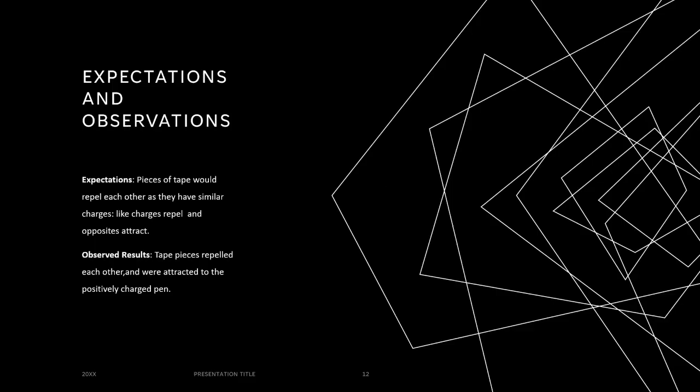Some of the expectations we had in this lab were that the pieces of tape would repel each other as they have similar charges. This is due to the fact that like charges repel and opposites attract, and we observed that the pieces of tape repelled each other, and they were also attracted to the positively charged pen, which allowed us to deduce that the pieces of tape were negatively charged.